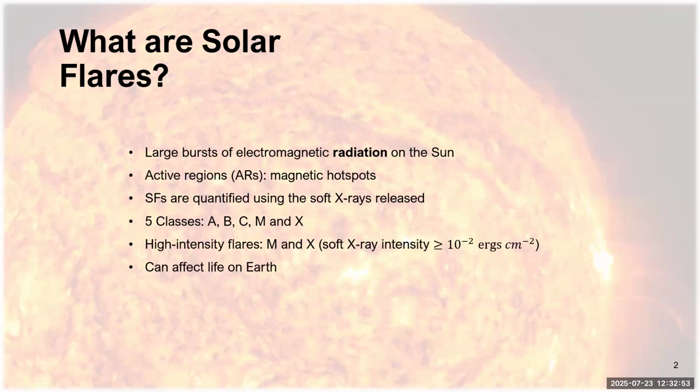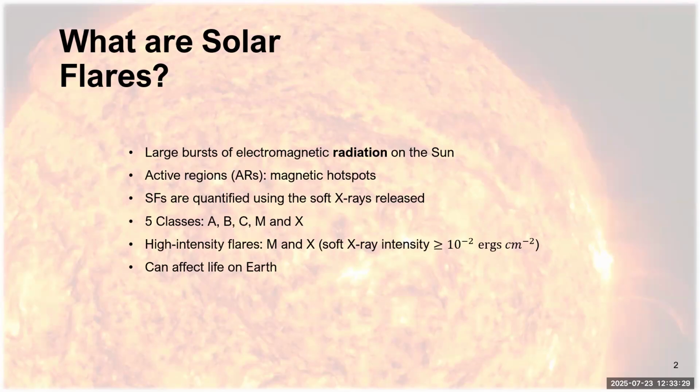You have the A, B, C, M, and X flares. Of these 5 classes, the M and X class flares are called the high intensity flares. They are of specific interest to us because they do affect our lives on Earth. Of course, not directly because the atmosphere protects us, but they do have certain effects, such as they can cause radio blackouts. Also, anything in space is exposed to the high radiation, and it can actually damage the instruments in space.